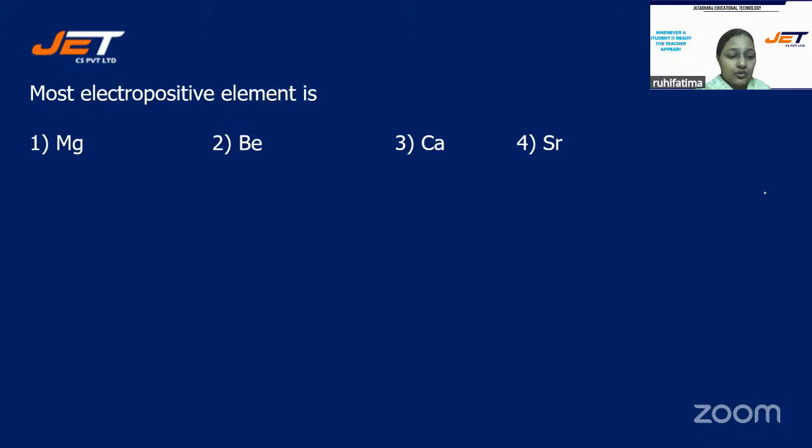Come on, students, you have very limited time. Hurry up. Most electropositive element is magnesium, beryllium, calcium, or strontium. I can see there is a dilemma in this answer. You all are confused. Students, the correct answer will be option number 3, calcium. Why? Because of its valency. What is the valency of calcium, students? Can anyone tell me? The correct answer will be calcium.